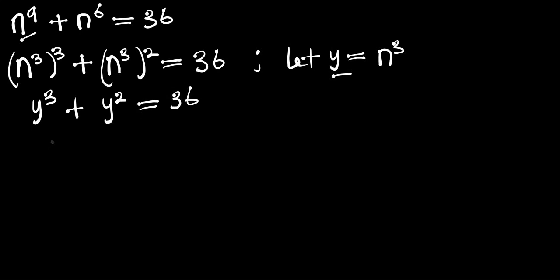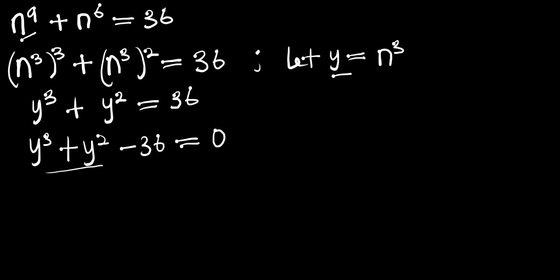So we can rearrange this equation. We have y power 3 plus y power 2 minus 36, and this is equal to 0. So we need to solve this equation right now, and we can solve this by testing. So we are going to test for the value of y that will satisfy this particular equation.